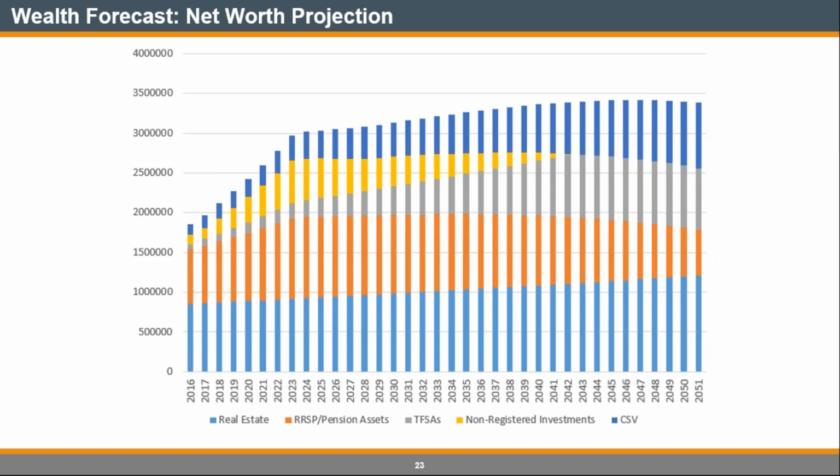Scott, I've got a question for our listeners. I think everybody can read what most of those assets are, or different accounts: real estate, RSP, TFSA, non-registered investment, which would be like a cash account. Do you want to explain CSV? Yeah, sure. So in this particular client's case, and in fact, I used this in my blog yesterday, Paul, so thanks for bringing it up. But that's the cash surrender value of a life insurance policy.